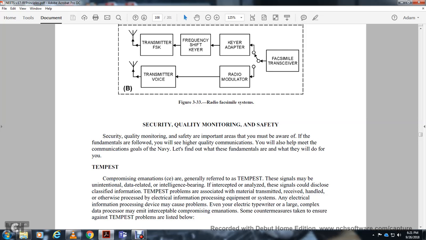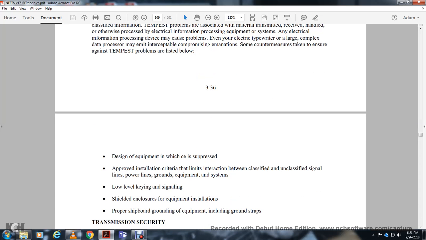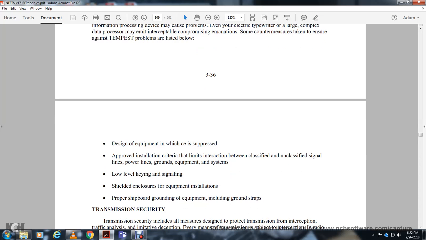Any electrical information processing device, such as an electrical typewriter, and large and complex data processing equipment, may emit interceptable compromising emanations. Some of the countermeasures taken to ensure against TEMPEST problems are listed below. Design of the equipment in which the compromising emanations are suppressed, and approved installation criteria with limits of interaction between classified and unclassified signals, lines, power lines, grounds, equipment and systems, lower level keying and signal shifting, enclosure with equipment installation, proper grounding, and equipment including ground straps.